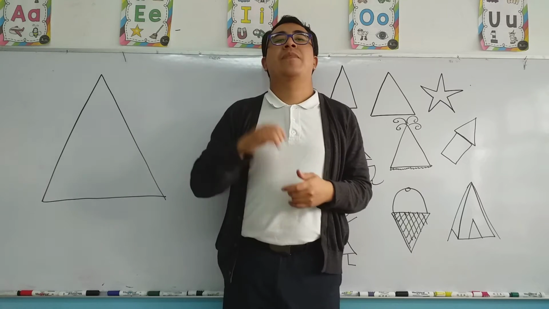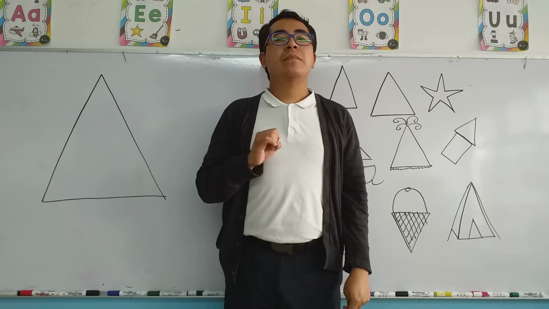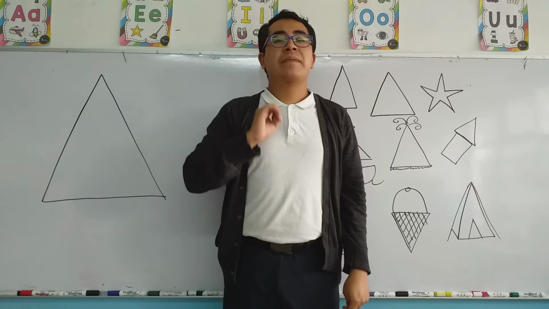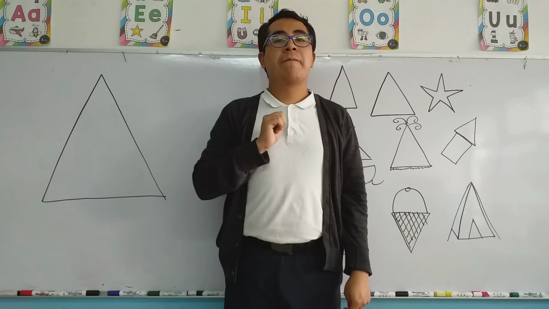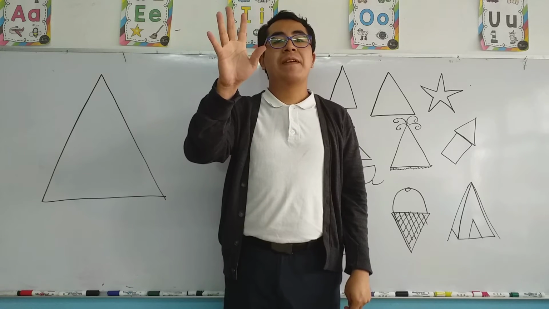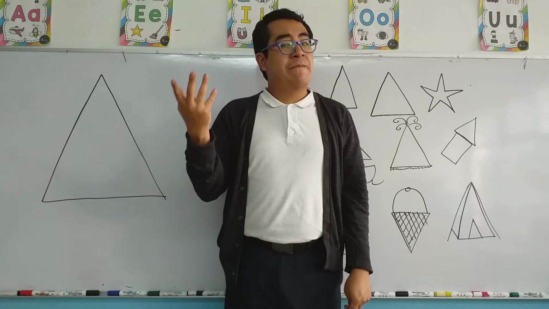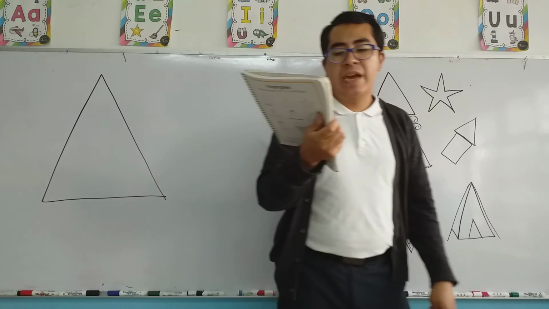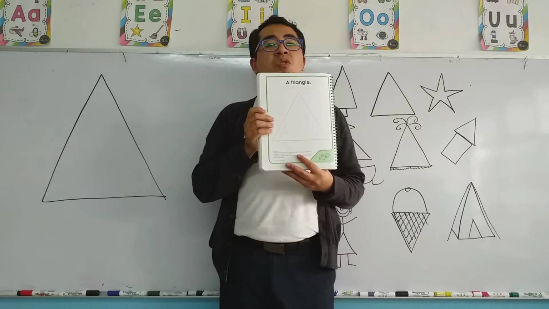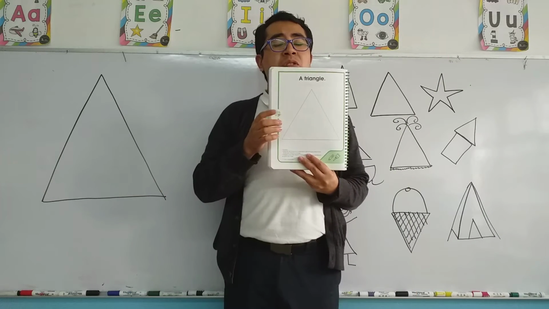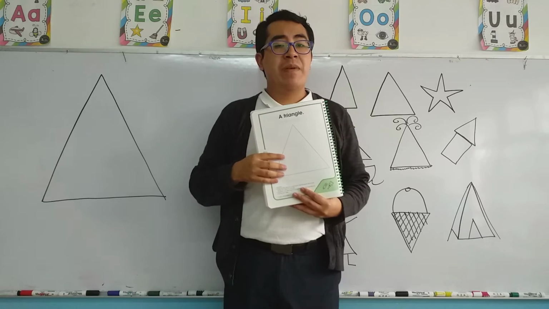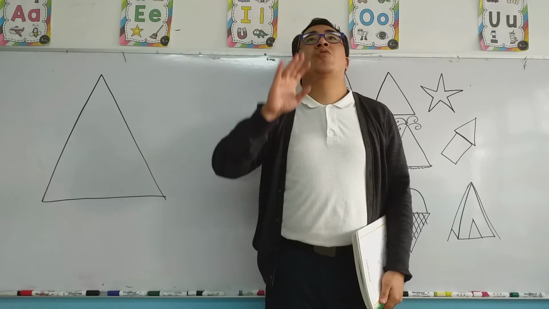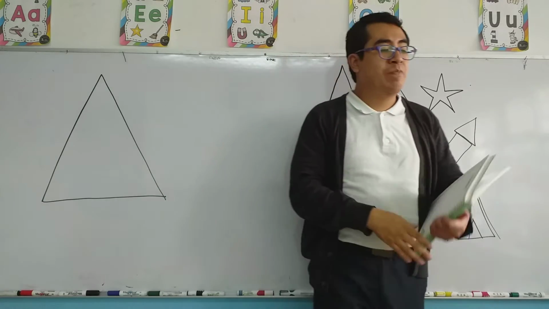Empieza a contar. 1, 2, 3, 4, 5. Let's begin. The first activity is located right here, page 128. Now remember that the teacher Jacob works on the whiteboard so you can appreciate the results better.